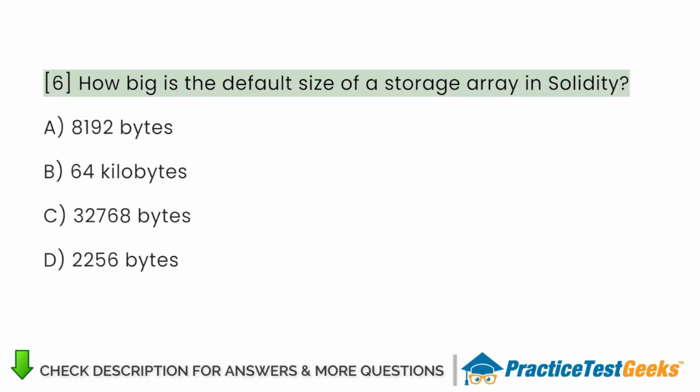How big is the default size of a storage array in Solidity? A. 8,192 bytes. B. 64 kilobytes. C. 32,768 bytes. D. 2,256 bytes.